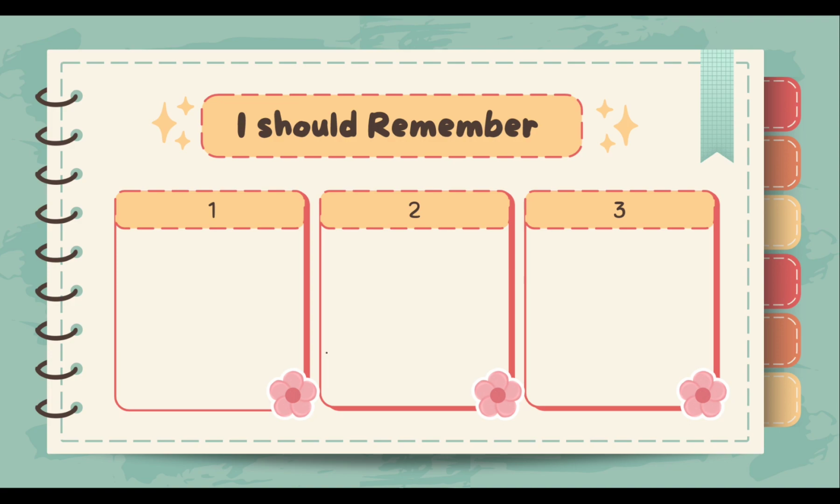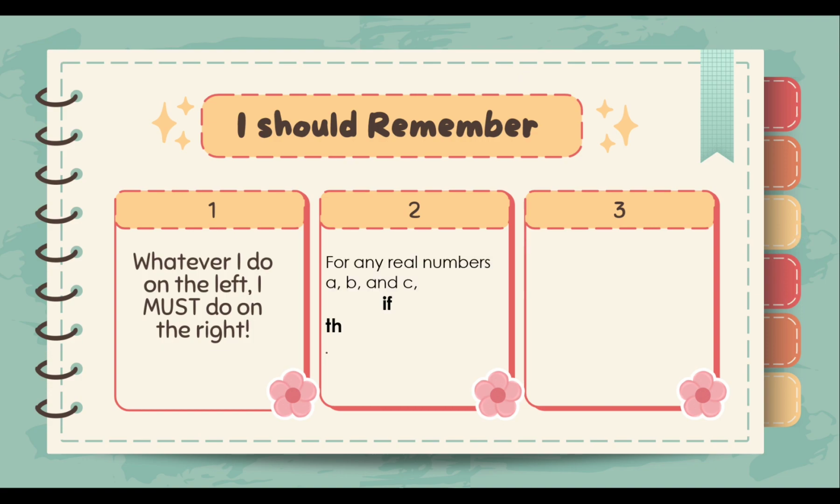So, with those examples, I hope that we should remember the following. So, what should I remember? Number one, whatever I do on the left side of the equation, I must do on the right side. Next, for any real numbers a, b, and c, if a is equal to b, then a plus c is equal to b plus c. That's the addition property of equality.